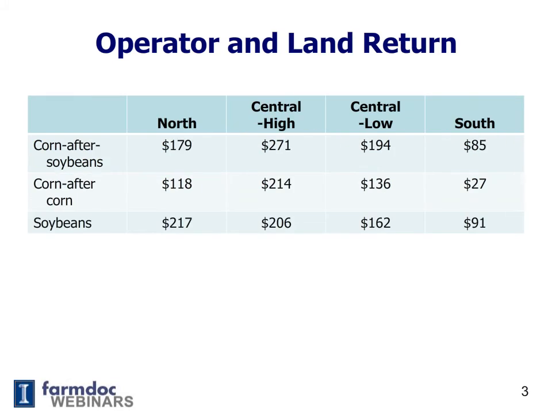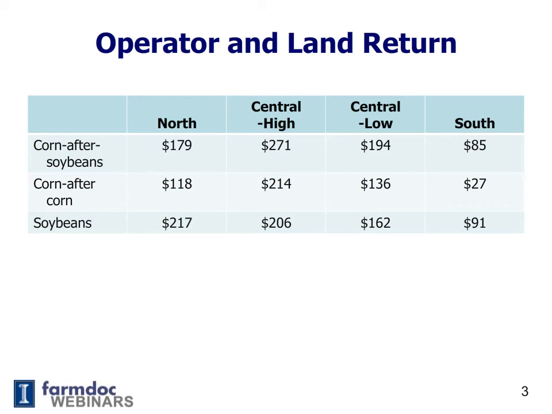Even with the increase in price, operator and land returns are still low. Operator and land returns equal gross revenue minus non-land cost, all cost, financial cost except for land, and then we arrive at operator and land return. Operator and land returns are what's left to split between the landowner and farmer. If the cash rent is $200, and operator and land return is $250, there's $50 return to the farmer.